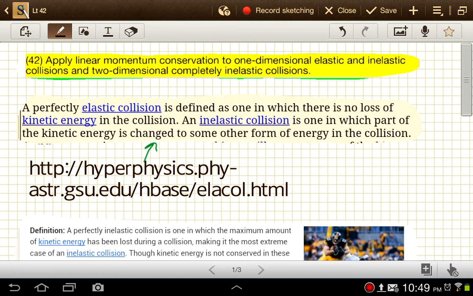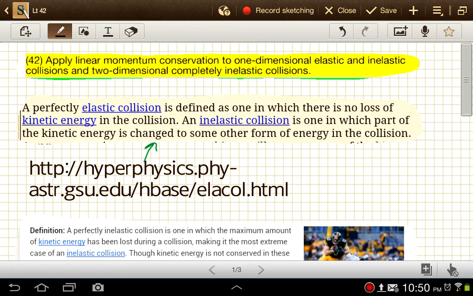So first off, I found some resources that I thought were useful. Hyperphysics is a great page that has lots of good information for physics knowledge. So I found their definitions for elastic and inelastic collisions, and I thought would be useful here. In an elastic collision, whatever kinetic energy we started with is going to stay as kinetic energy. So the kinetic energy before the collision, total for all the objects involved in the collision, is equal to the total kinetic energy after the collision.